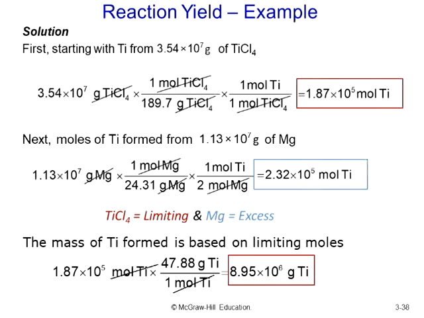So now we can take this further to determine the mass of Ti formed, based on the limiting moles. So we take the limiting moles of Ti, we carry it through a conversion to grams using the molar mass of Ti, which is 47.88. And we carry that through and we get 8.95 times 10 to the 6 grams of titanium. We get 3 sig figs because the starting material has 3 sig figs.